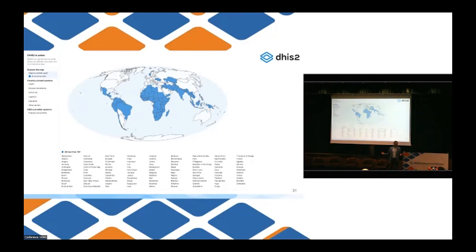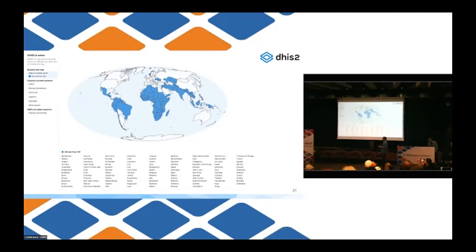Because it is free and open source software, people are using it all over the world in ways that we don't understand. We don't know, we can't know, because somebody downloads it and uses it as the national system in their country and tells us 3 years later when something breaks. But if you don't see yourself on the map, you can send us an email and we'll add you.